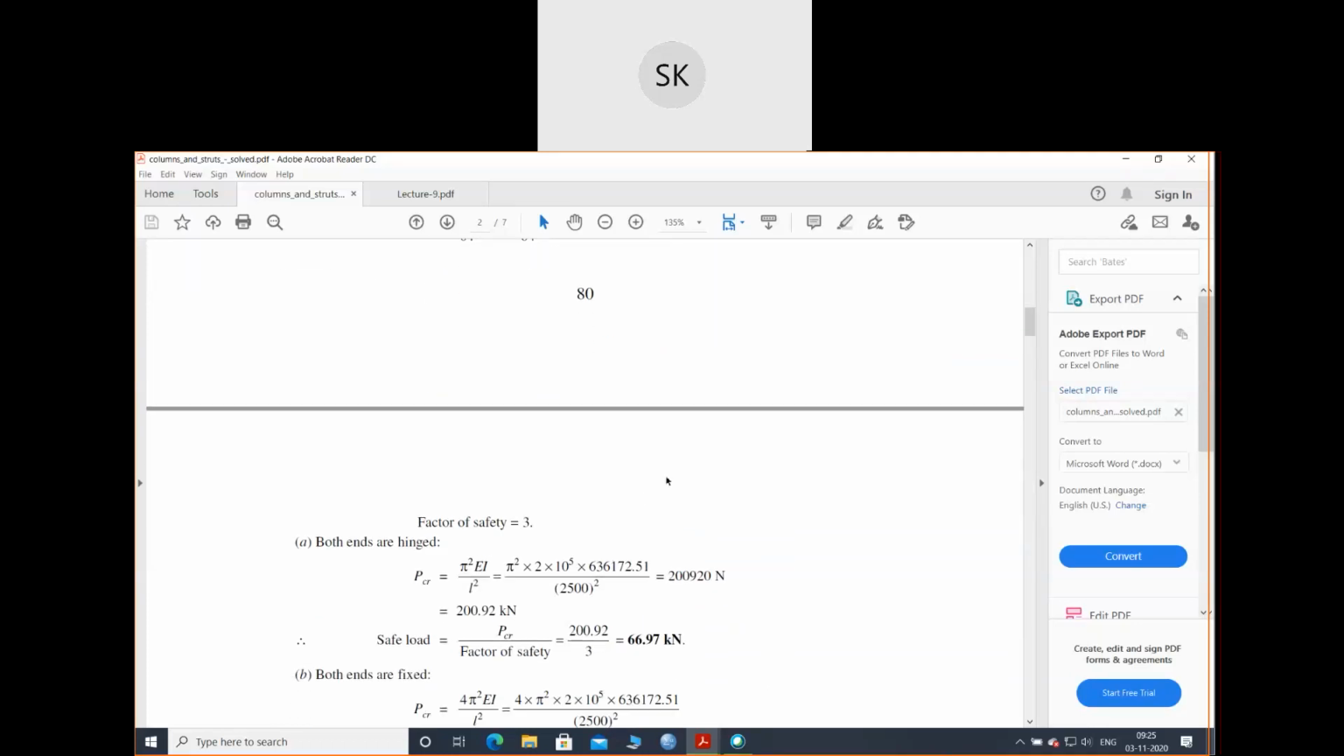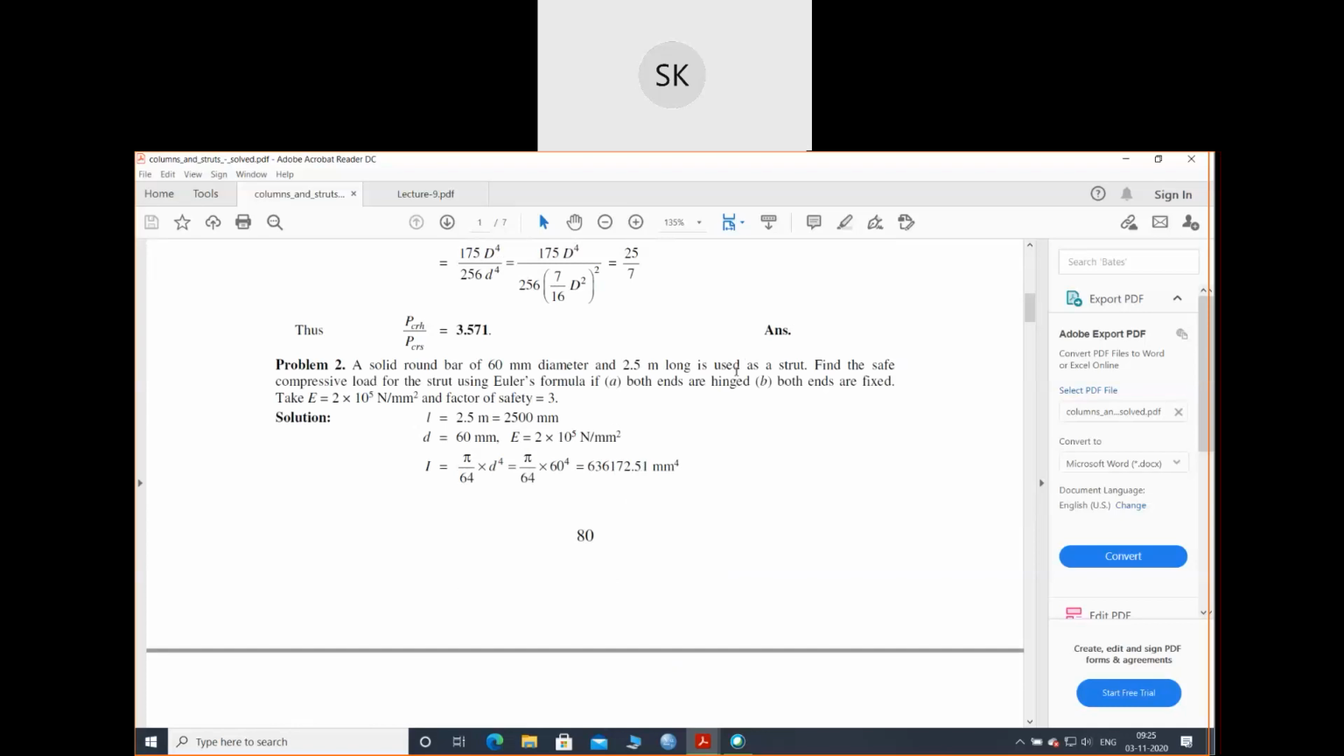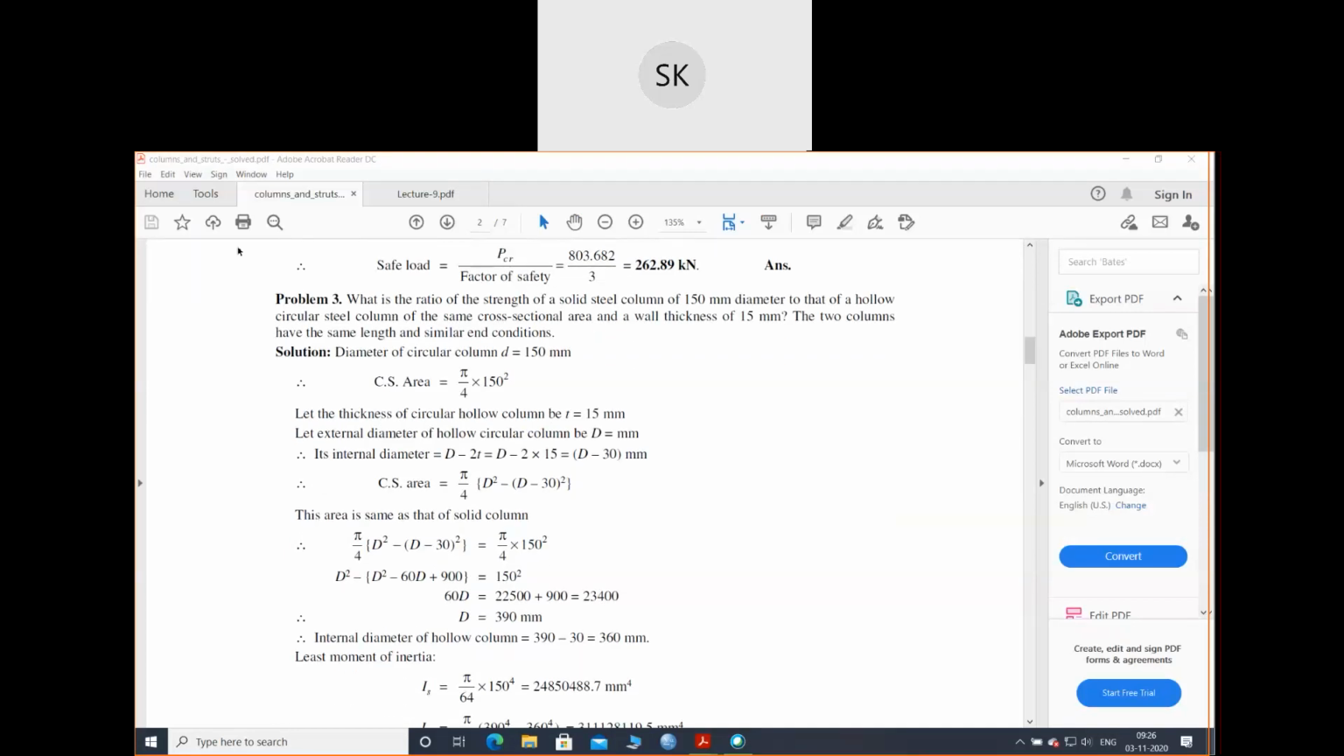So understood, any issue in this problem? It's a simple question. They have given you the condition and asked you to find the PCR, crippling load, or you can say safe load value. Now let's see the next question.